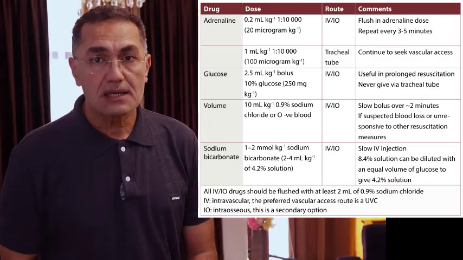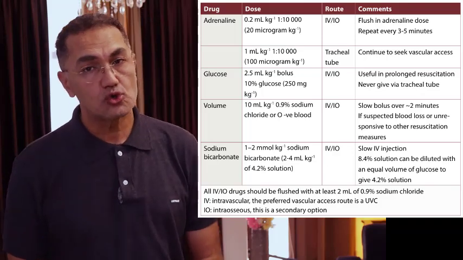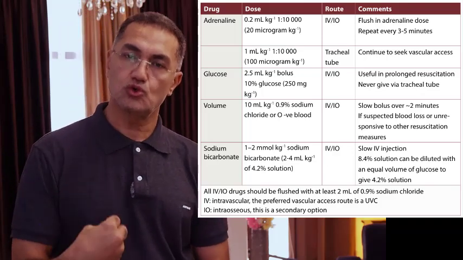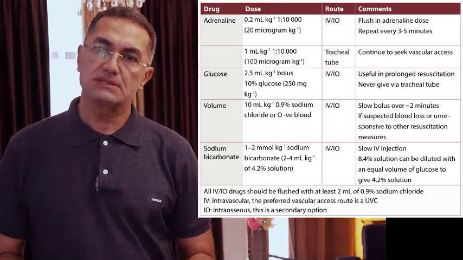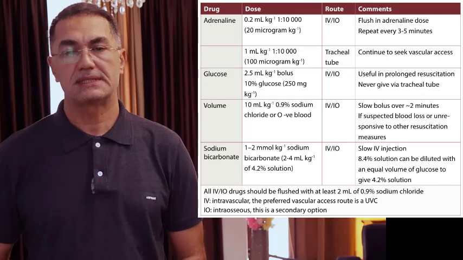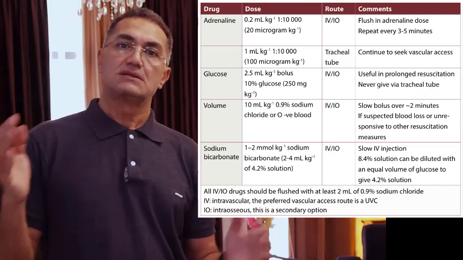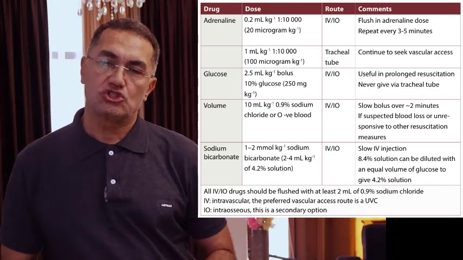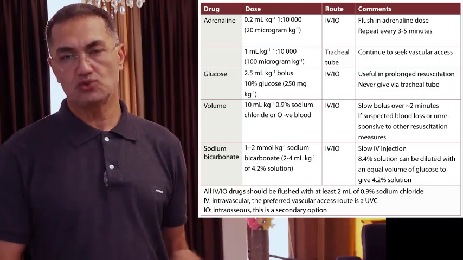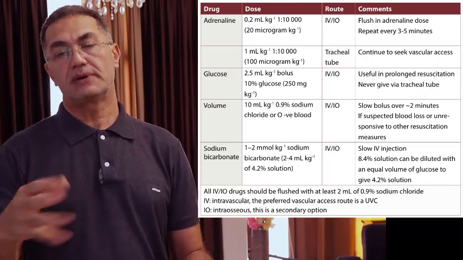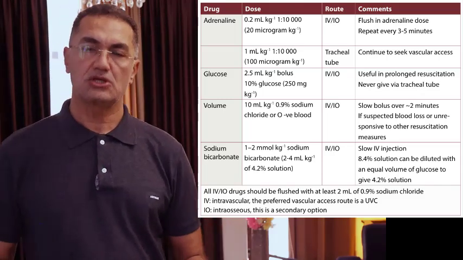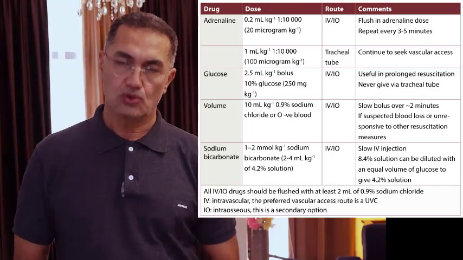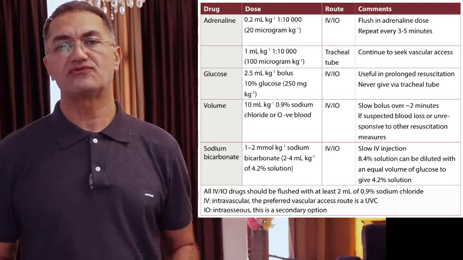Then the third drug is glucose. What is the dose of glucose? What is the concentration? Glucose is 2.5 ml per kg. Concentration is 10% dextrose. Then the last medicine, which we are not usually using now, is sodium bicarb. Sodium bicarb is removed now from modern resuscitation of the NLS course. But remember these 4 medicines.